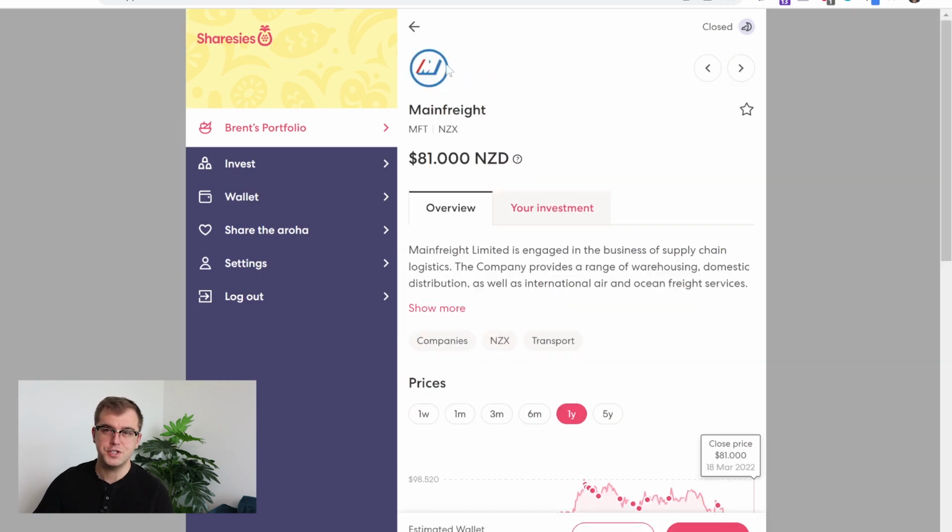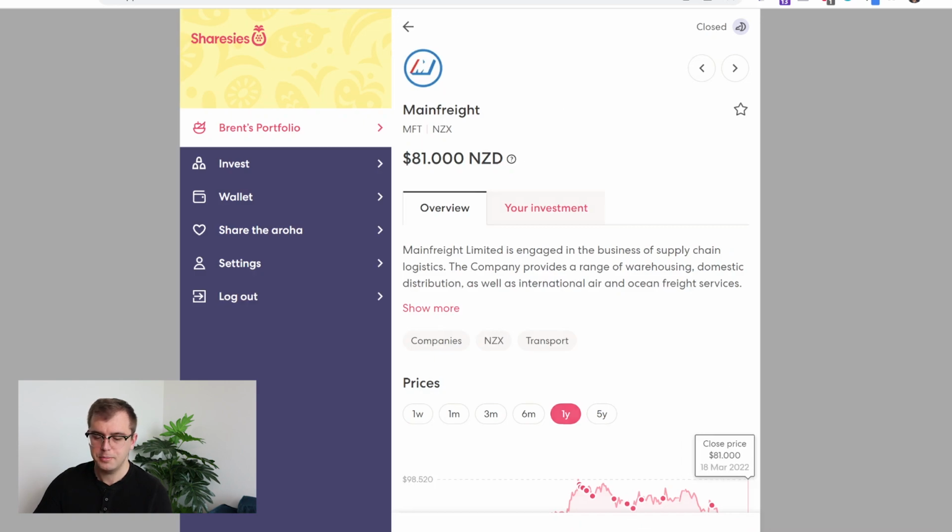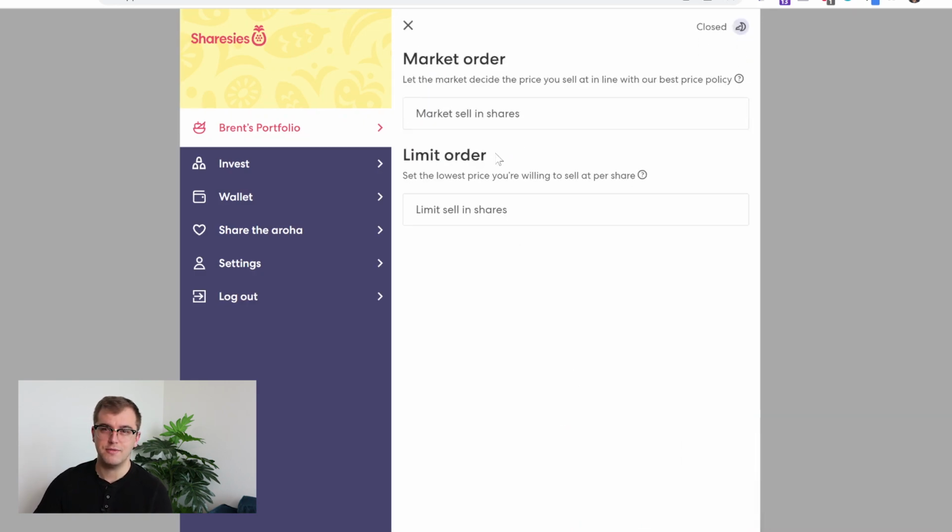Now if we've already got some shares in Mainfreight and we decide we want to sell them, we can do that the same way using the sell button here. What we can see is we have the limit sell and the market sell options here as well. The market sell is that we just want to sell the shares at whatever price it is on Monday. If we select limit sell, it means that we can set a minimum price at which we want to sell.